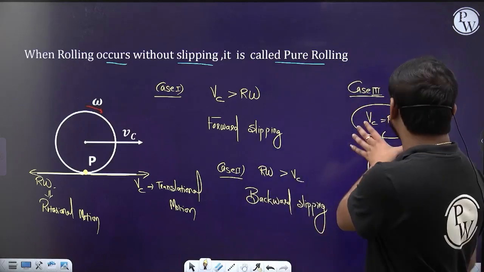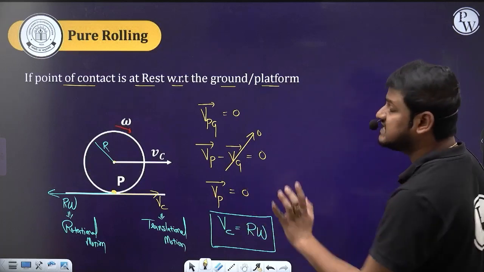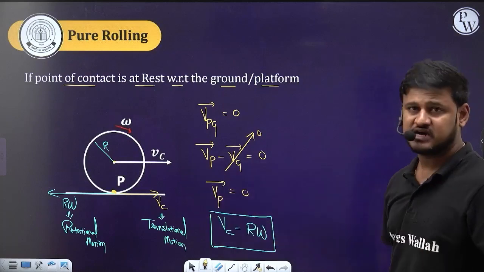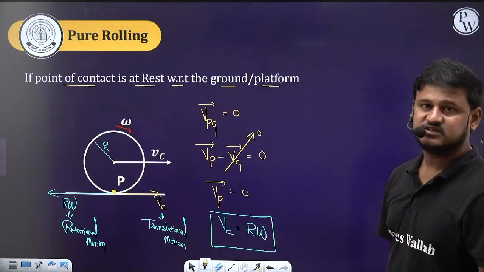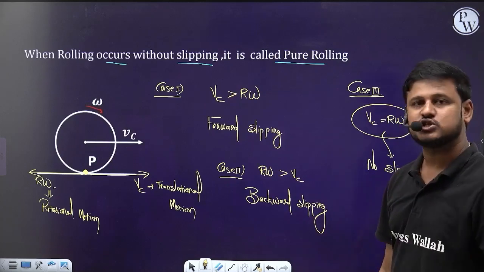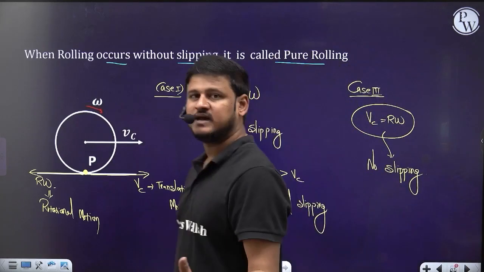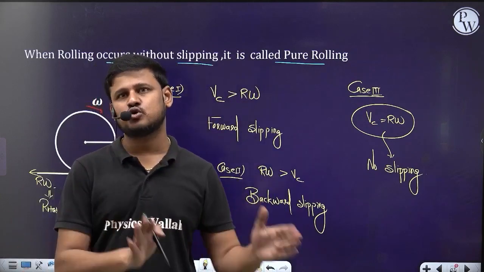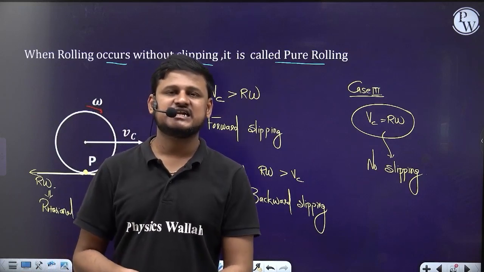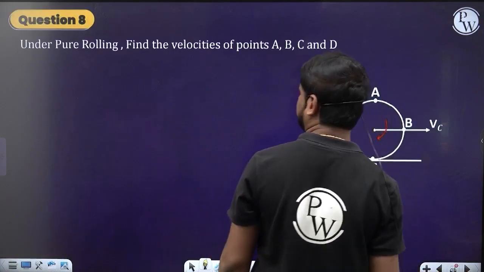Vc is equals to r omega. So for pure rolling, you can consider Vc is equals to r omega. Either you can take it that the point of contact is at rest with respect to the ground, or that rolling without slipping is also called pure rolling. In the question, if they mention rolling, consider it as pure rolling, guys. We'll solve a question so that you'll understand better.